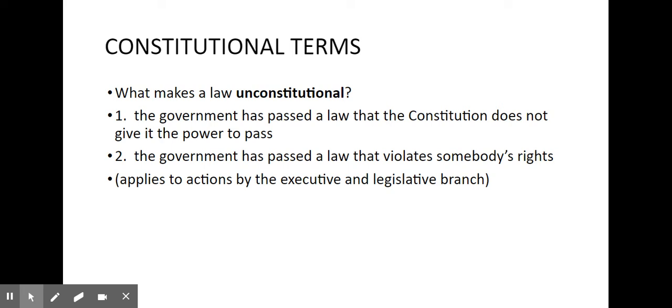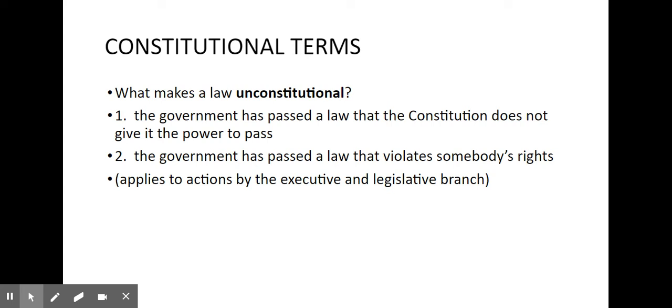Okay. Number two, if it violates somebody's rights, and again, it has to apply to the actions of the executive and the legislative branch. All right. And your rights are protected by the Bill of Rights. So if a law is passed that violates the Bill of Rights, which is part of the Constitution, it's unconstitutional. Okay. Now, it's not a perfect system.